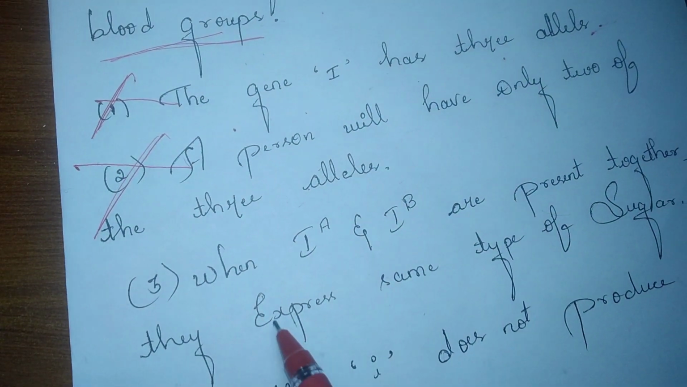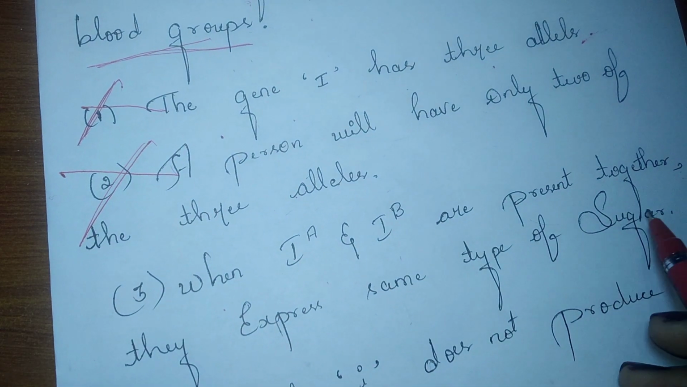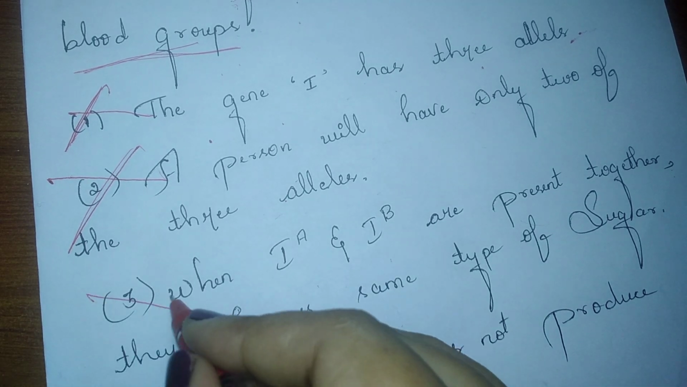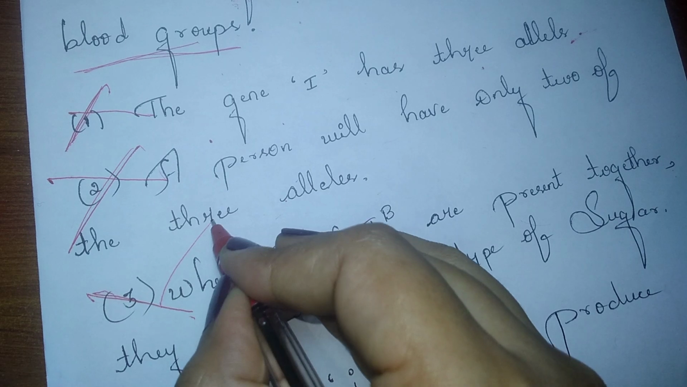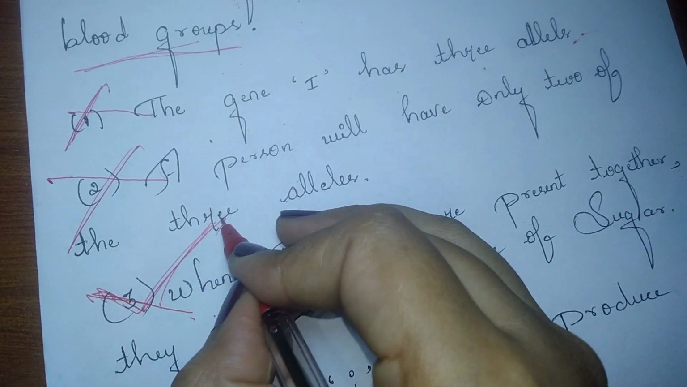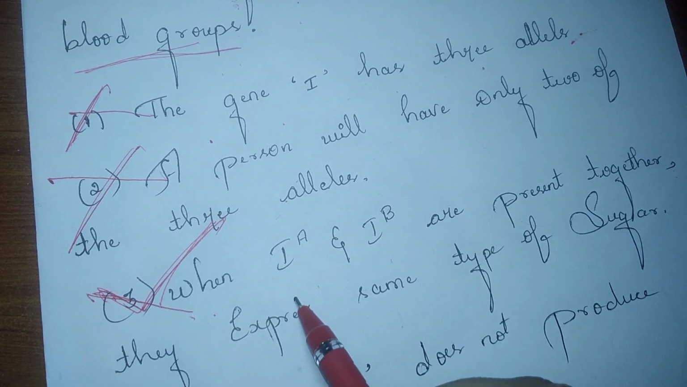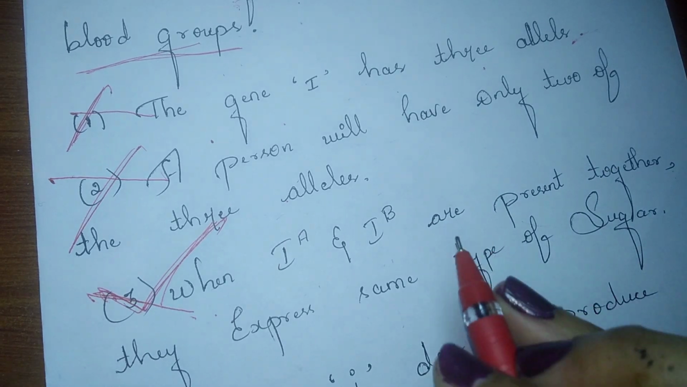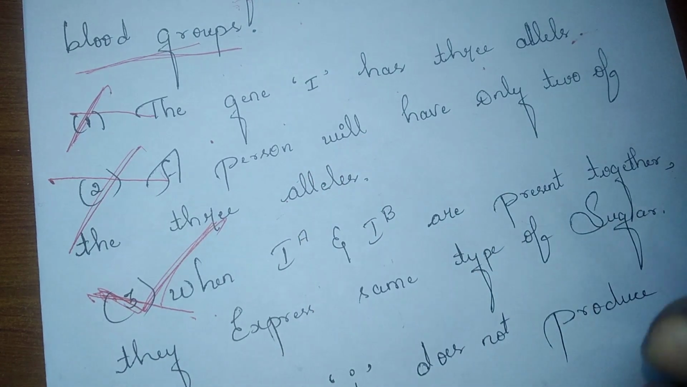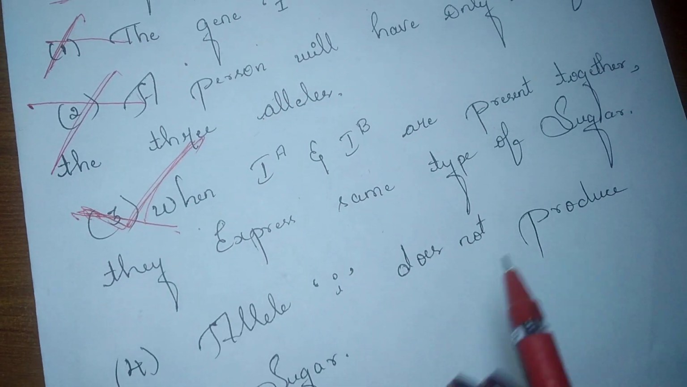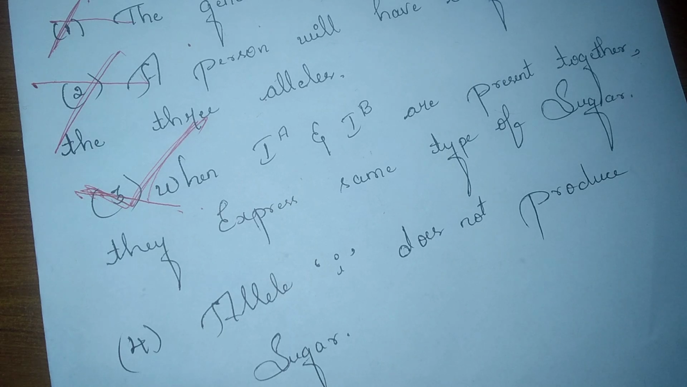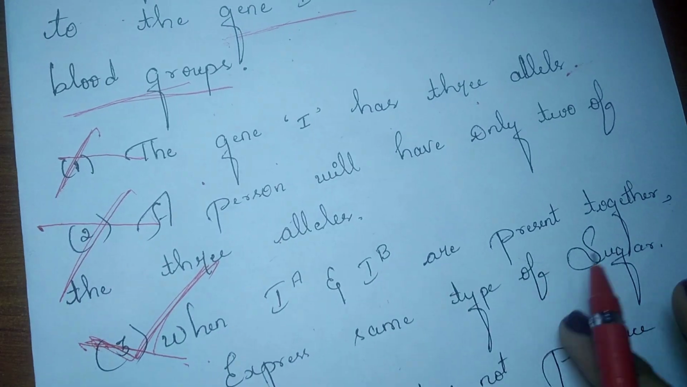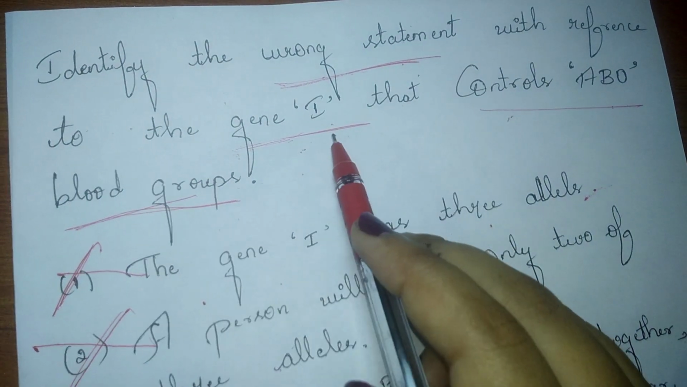Next, the third option they have given is that when IA and IB are present together, they express the same type of sugar. This is a wrong statement. So this is our right answer, because even though both the alleles IA and IB are present in a person, they do not affect each other. They express different kinds of sugar. And our last option is that the allele i does not produce any sugar. This is a correct statement, so this is not our option. So option 3 is the right answer, the wrong statement regarding this gene I.